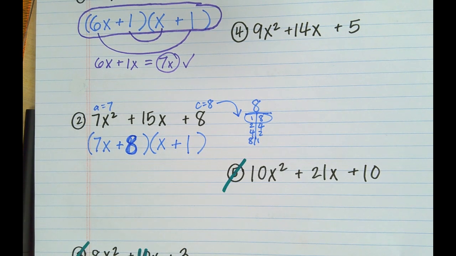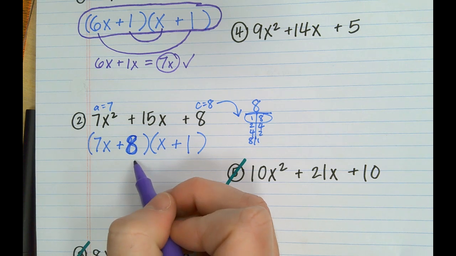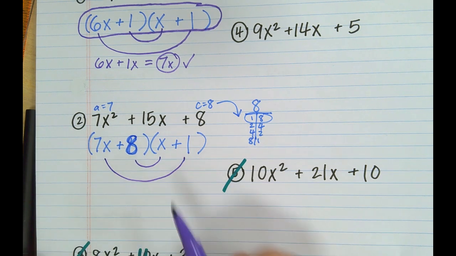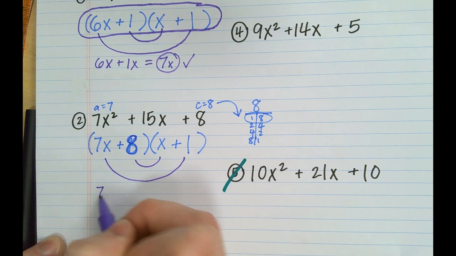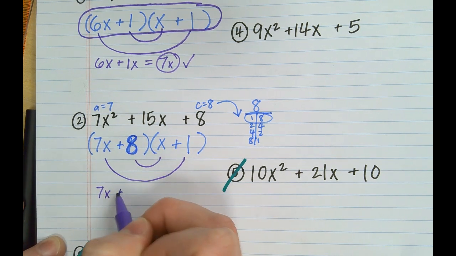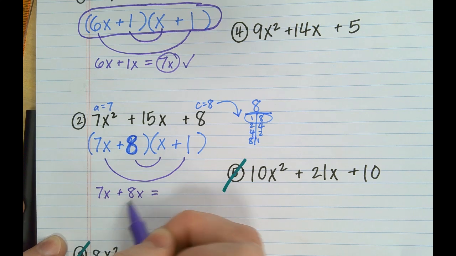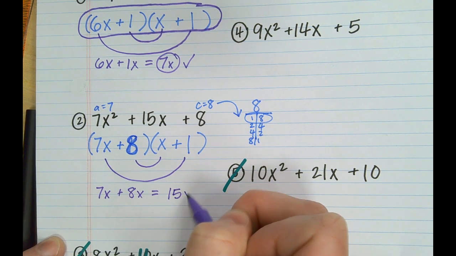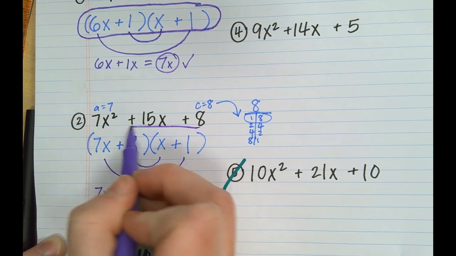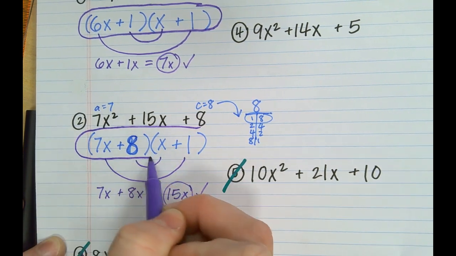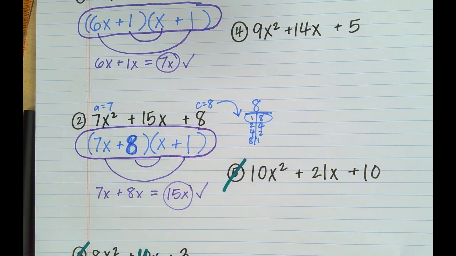And let's check our answer with that rainbow. So 7x times 1 is 7x. 8 times x is 8x. 7x plus 8x is 15x. And that is our middle term. So this is our answer: 7x plus 8 times x plus 1.